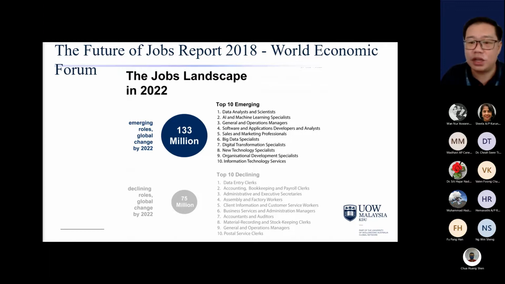They are very true. Okay, this is what it is. And what is declining in 2018? What is declining is data entry clerks, accounting. Now you know already, even accounting can be done by artificial intelligence to a certain extent.